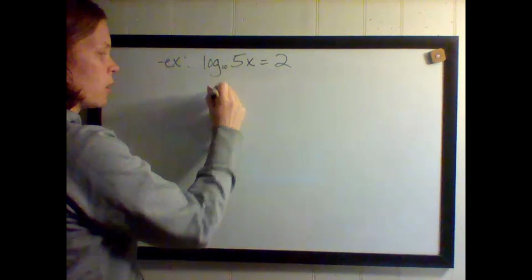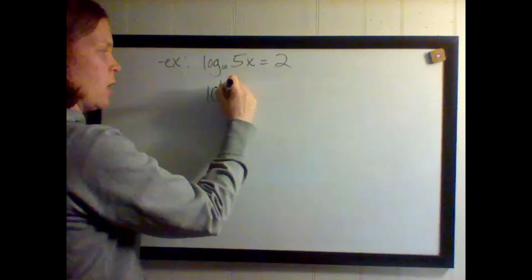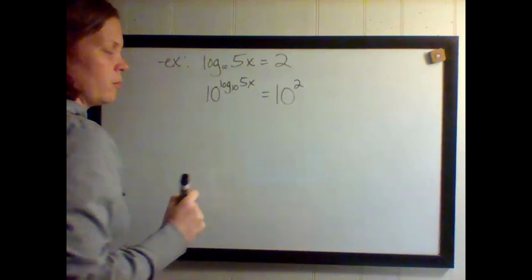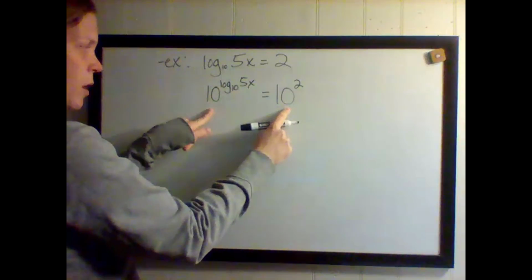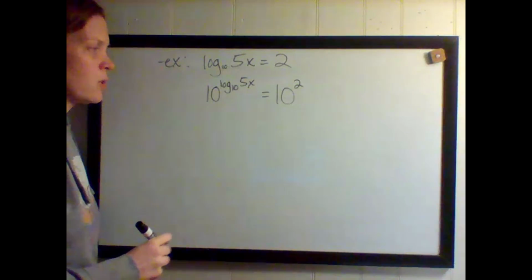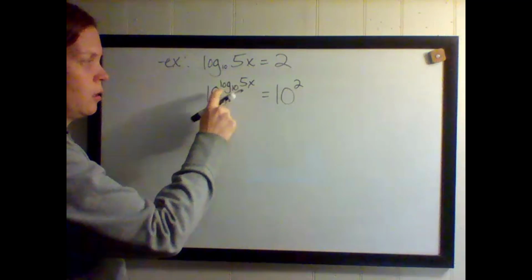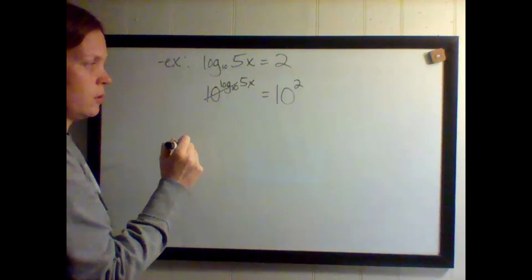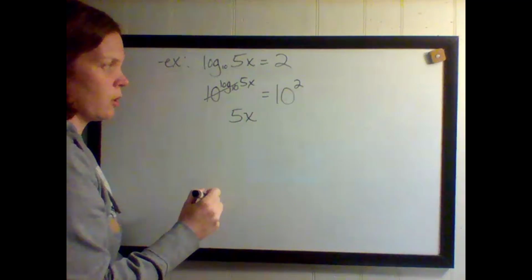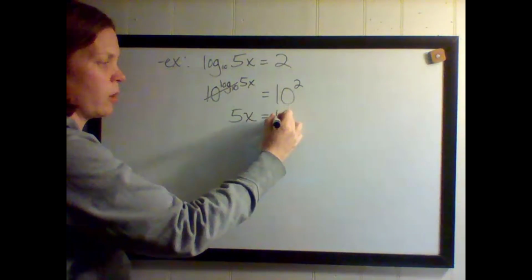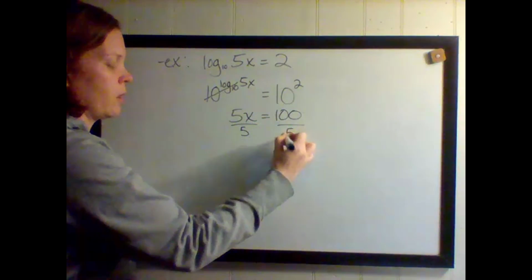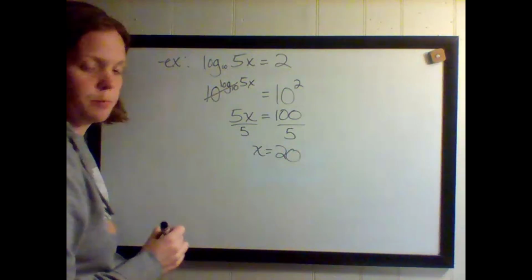So what my next step is going to look like, I'm going to raise both sides with a base of 10. So I have 10 to the log base 10 of 5x equals 10 squared. So I'm raising both sides with a base of 10. Now the left side, that's my exponent. 2 is my exponent on the right side. So what's going to happen is here, 10 to the log base 10, this is going to cancel out, and I'm just left with 5x. And then 10 squared, I'll simplify that, that's 100. Divide by 5, and I get x equals 20.